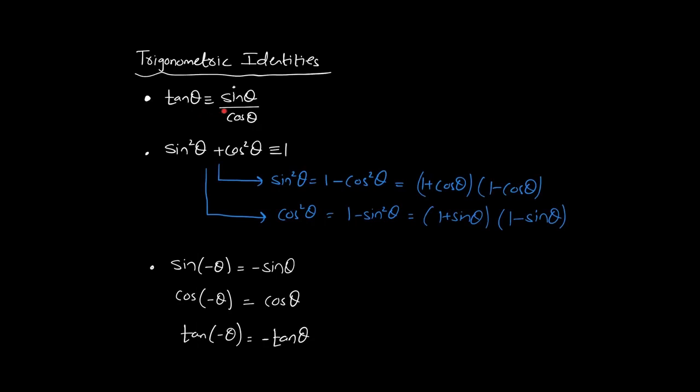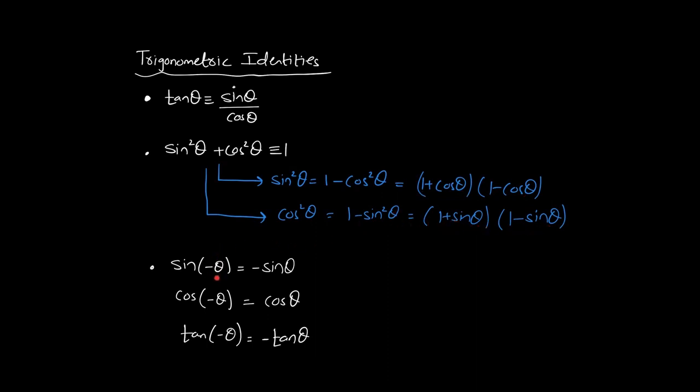One of the common trigonometric identities is tan theta is identical to sine theta over cos theta. So it's a ratio of sine theta over cos theta. Then you have sine square theta plus cos square theta identical to 1, which can be rearranged as sine square theta equals 1 minus cos square theta, and cos square theta equals 1 minus sine square theta. And 1 minus cos square theta can be factorized as 1 plus cos theta times 1 minus cos theta, and same for 1 minus sine square theta, which can be written as 1 plus sine theta times 1 minus sine theta.